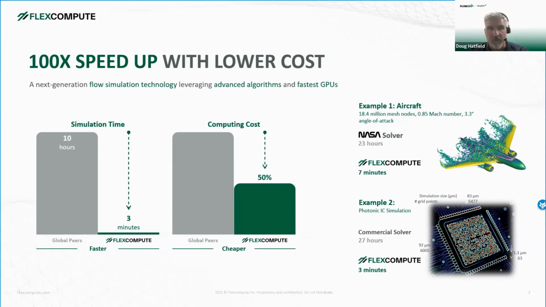Using this NASA solver on CPU, we can reduce that down to 3 minutes using GPU. So it's a massive speed up that you can get if you start to work with GPU-enabled CFD. And the computing costs come with it, because now you have a much, much cheaper computing cost, because you're only running for minutes on a GPU versus running for hours on a CPU.